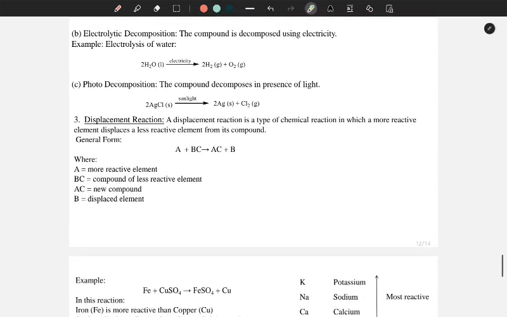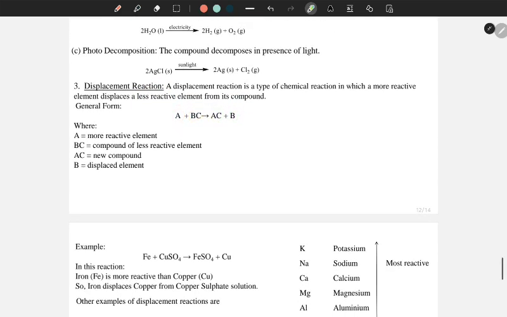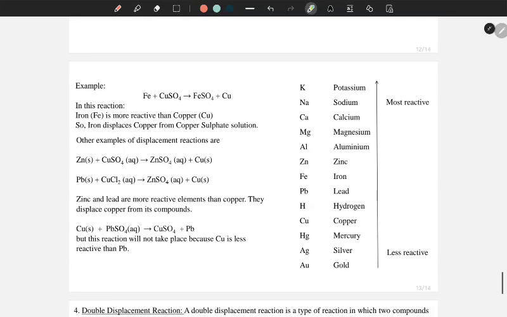Now let's come to the displacement reaction. A displacement reaction is a type of chemical reaction in which a more reactive element displaces a less reactive element from its compound. So here, A plus BC gives AC plus B. For the reaction to take place, A should be more reactive. A is the more reactive element, BC is the compound of the less reactive element, AC is the new compound, and B is the displaced element. As we can see, this is the reactivity series of metals. We have to remember this.